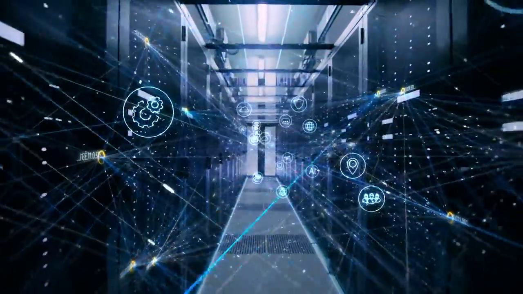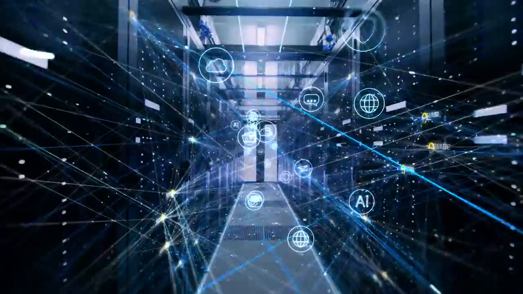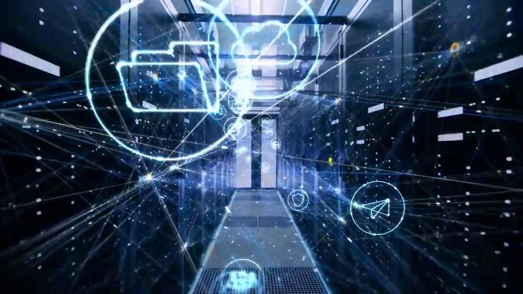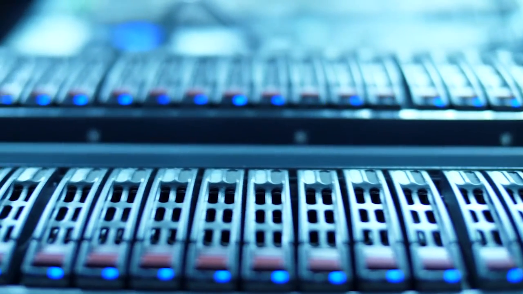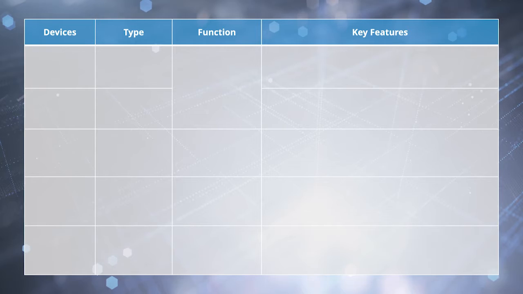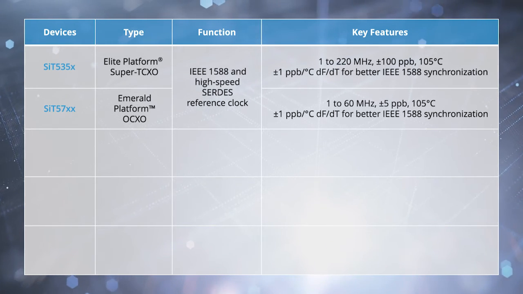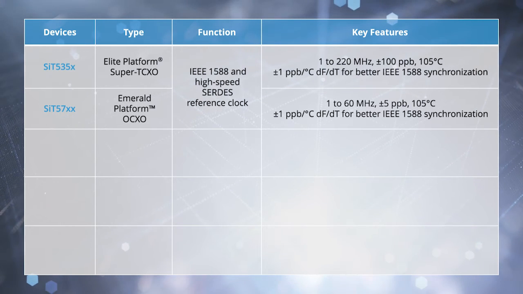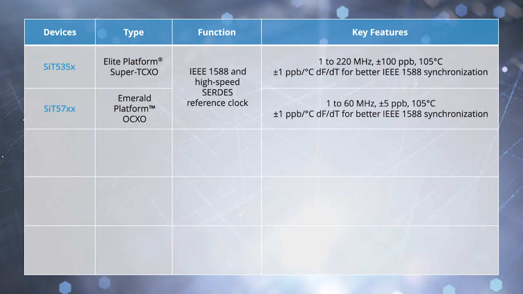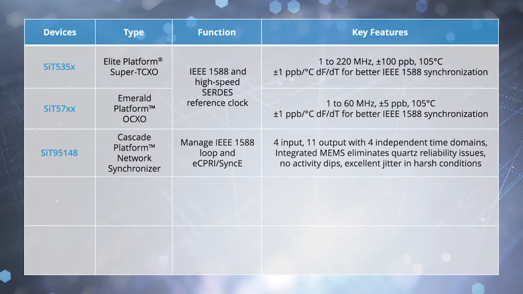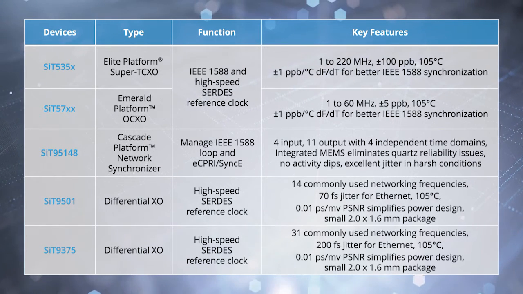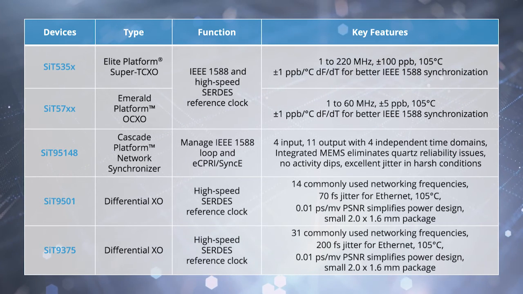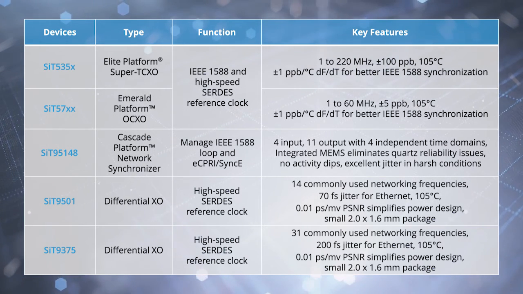SmartNICs are an important component in today's networking and data center applications, as they free the core CPU to focus on more important complex tasks and expand the computational capabilities of servers. SiTime offers a variety of environmentally robust timing solutions to meet the needs of SmartNIC applications. For IEEE 1588 SmartNICs, SiTime provides Elite Platform Super TCXOs and Emerald Platform OCXOs, both with excellent temperature slope for better IEEE 1588 synchronization and longer loop bandwidth. Plus Cascade Platform Network Synchronizers to manage the IEEE 1588 loop. For high data rate SmartNICs, SiTime offers differential oscillators with jitter as low as 70 femtoseconds and excellent PSNR, all in a small package.